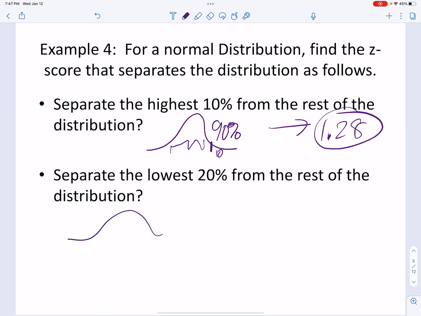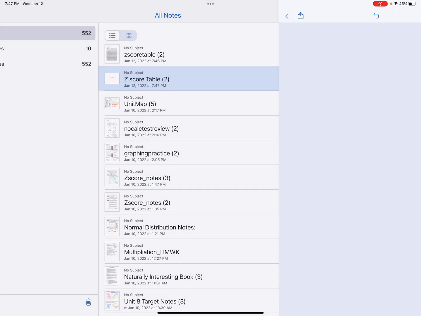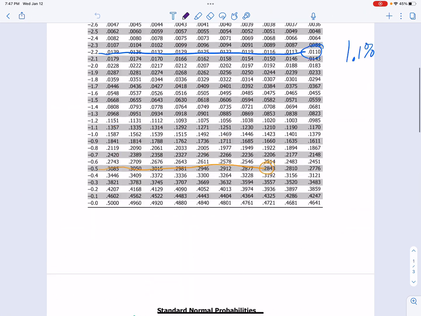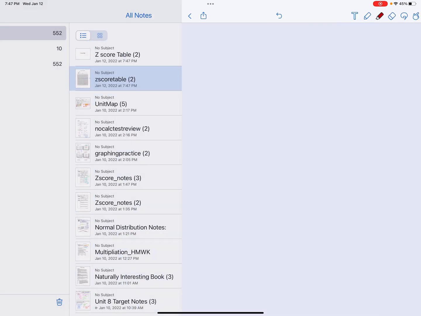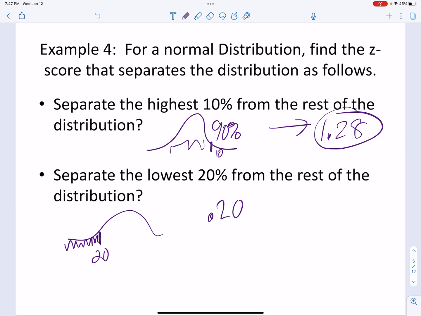The lowest 20% means that it's 20% below, so I'm looking for 0.2. I'm going to go to my z-score. It has to be below, so I'm going to go to the negative side and look for 0.2. Now, I did this one earlier, so let me get my bright red. I'm looking for 0.2: there's 0.209, 0.206, 0.2005. That's it. So my z-score is negative 0.84. Sorry, you said it, but I didn't write it. That is my z-score.